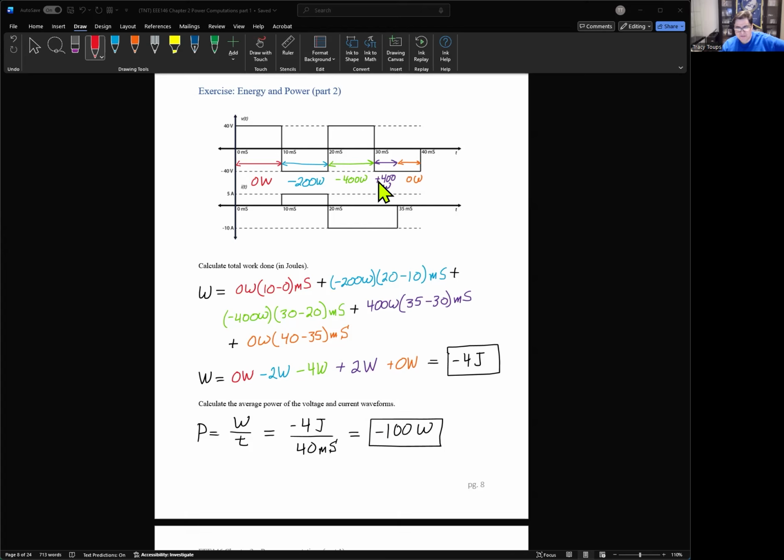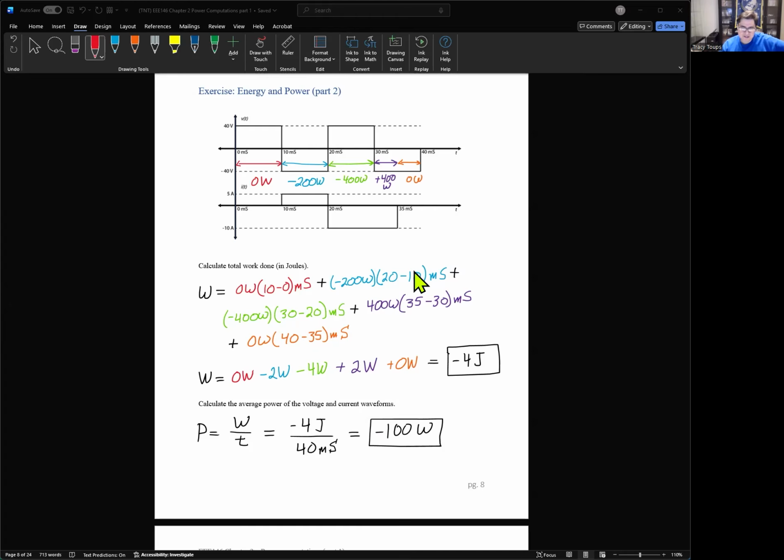The second last one to look at is this purple one. We're going to have positive 400 watts right here, and our window is from 30 to 35, so 35 minus 30. So it's only a 5 millisecond window. And the last one is another 5 millisecond window from 35 to 40, but it's going to be 0 watts. So 0 watts times 40 minus 35 is pretty much 0.